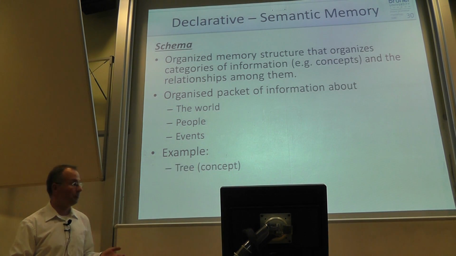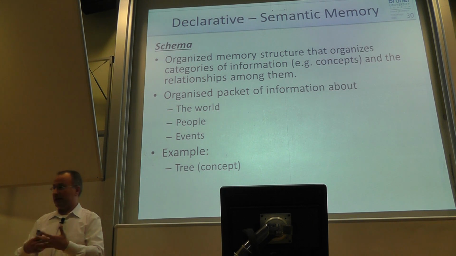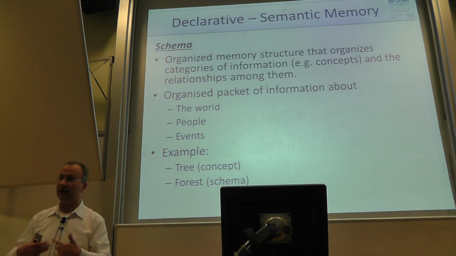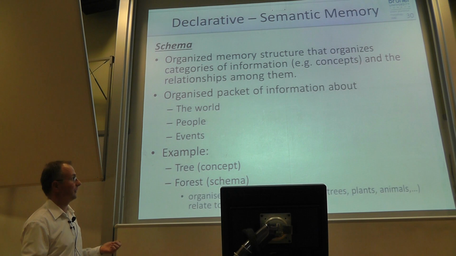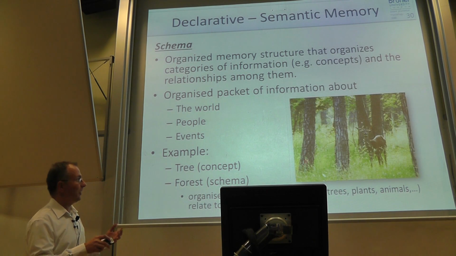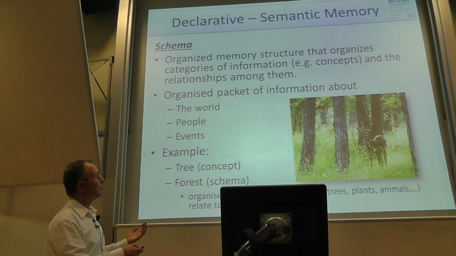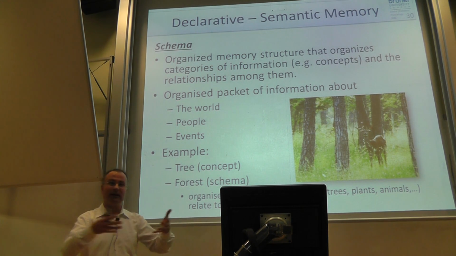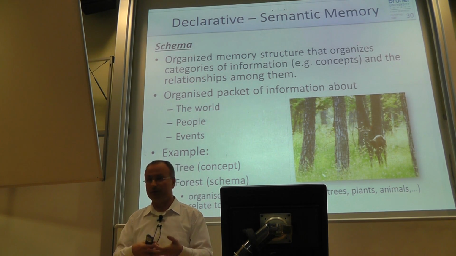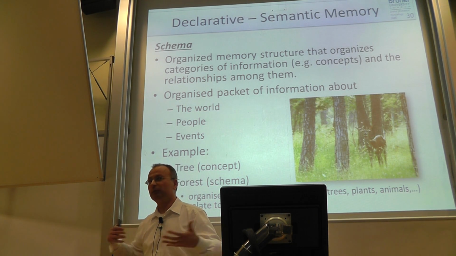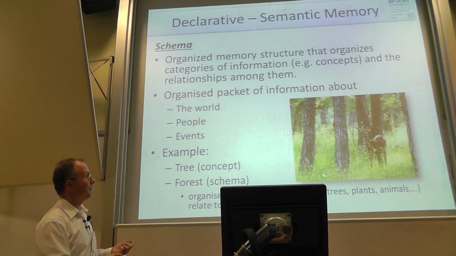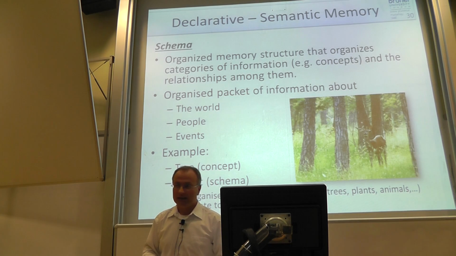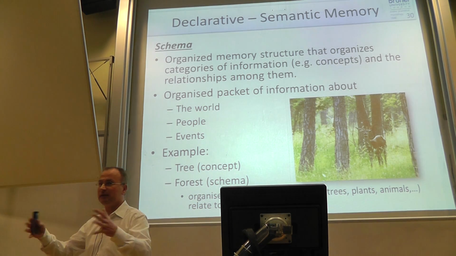An example would be that we just have seen that we may have the concept of trees, and when we speak about a forest, that's possibly more a schema, because it organizes how the different concepts, the concepts of the trees, plants, and animals, relate to each other. So trees need to be within a certain vicinity to say that it's a forest. If each tree is a mile apart, it's not a forest, for instance. And we have certain ideas about animals. So basically, the schema is a higher level organizational structure.